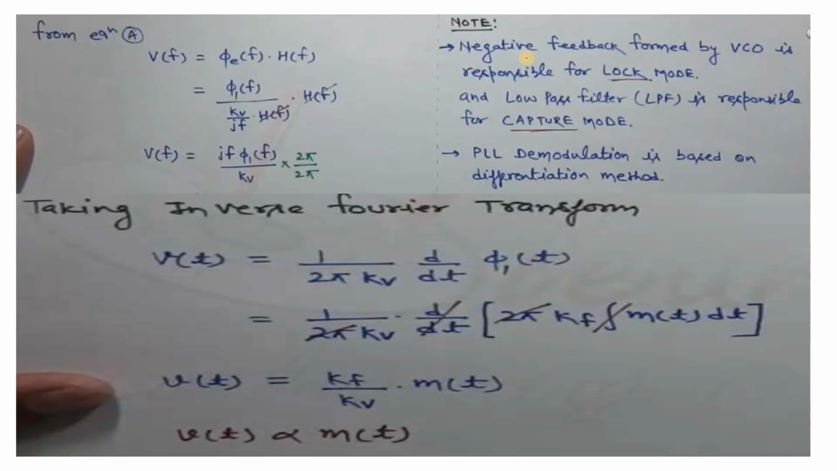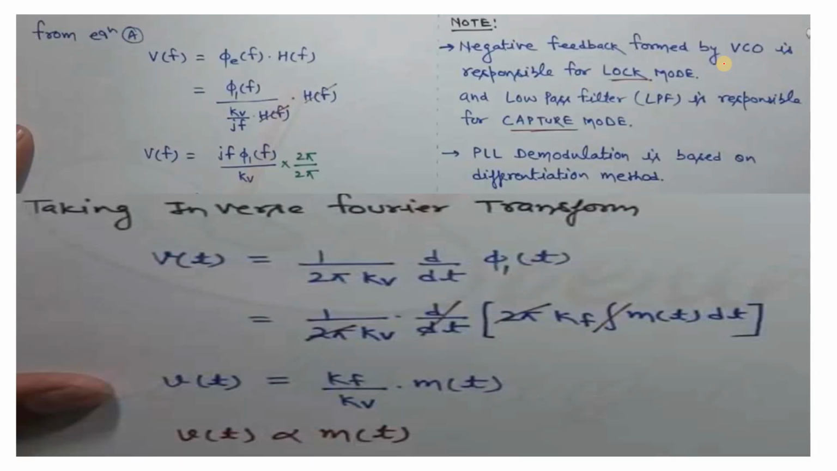Then the negative feedback formed by the VCO is responsible for lock mode, and the low pass filter is responsible for capture mode. PLL demodulation is based on the differentiation method. Taking the inverse Fourier transform, we get v(t) back, that is 1/(2π kv) times the derivative of φ1(t). φ1(t) was replaced with 2π kf times the integral of m(t) dt. Then the integration and differentiation cancel, and the 2π gets cancelled, so v(t) is equal to kf/kv times m(t). That is, v(t) is proportional to m(t).